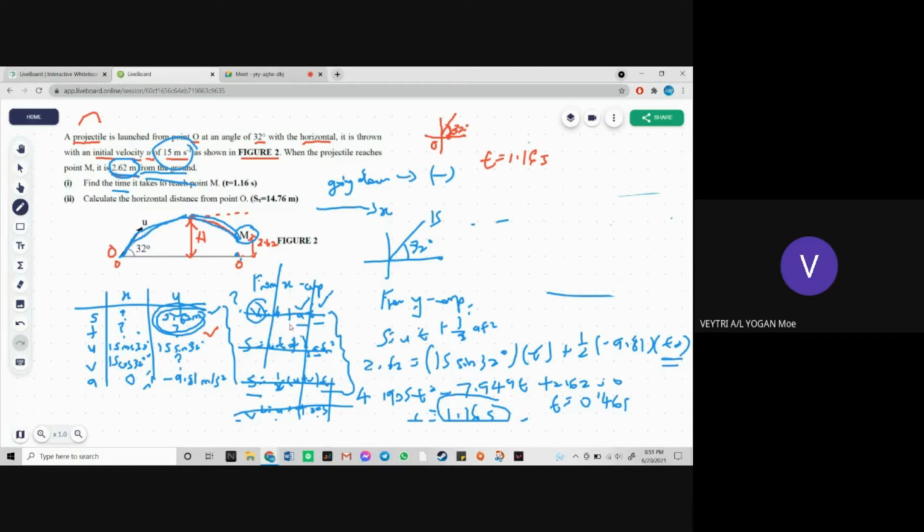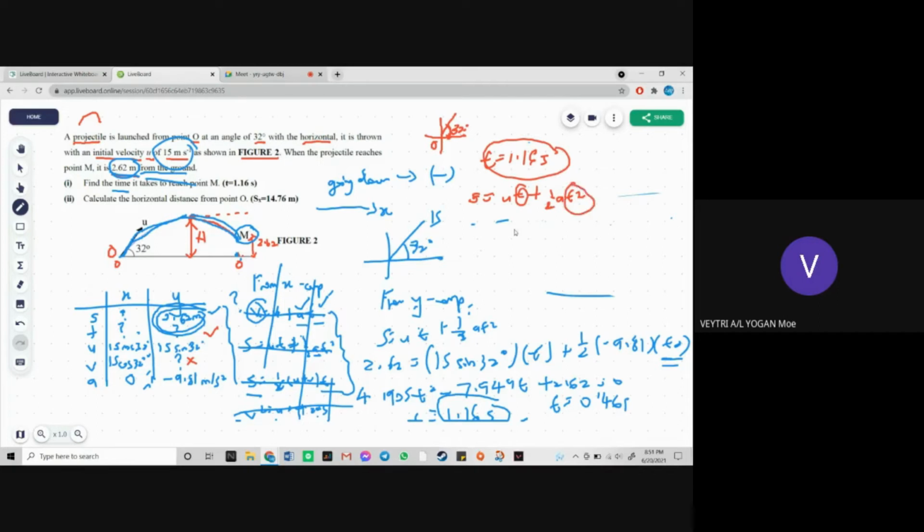What you can do is basically you can take V. No, you cannot take V sebab you tak ada V sini kan. You can take the same formula, UT plus 1 over 2 AT square. S equals to UT plus 1 over 2 AT square, okay? Alright. So, what you can do over here is test the value. Maksud dia, T 1.16 ni masukkan dekat sini.